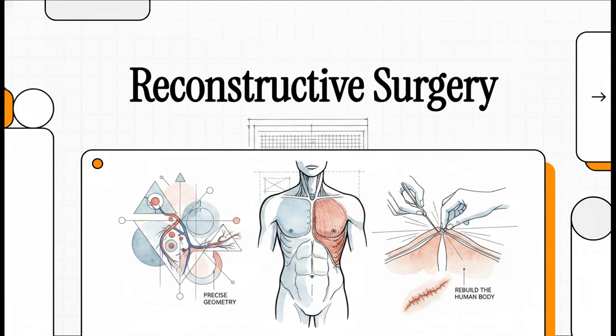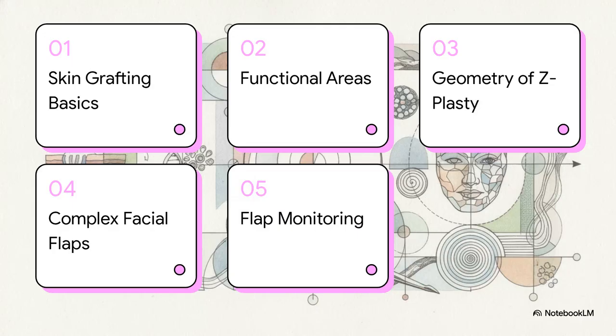Welcome to this explainer, where we're going to break down the mechanics of reconstructive surgery. We'll be looking at everything from the biological miracles of tissue survival right down to the precise geometry used in the operating room. Here is what we're covering today: skin grafting fundamentals, functional area reconstruction, the geometry of Z-plasty, complex facial flap reconstruction, and finally, post-operative flap monitoring. Let's get straight into it.